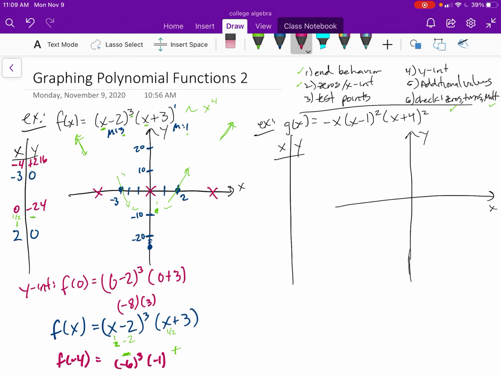I could have quickly looked: negative 4 minus 2 is a negative, negative to the third is negative, negative 4 plus 3 is a negative, and negative times a negative is a positive. So now I know at negative 4, it's way up there at 216. I'm coming down like this. At 0, we got negative 24 in there.